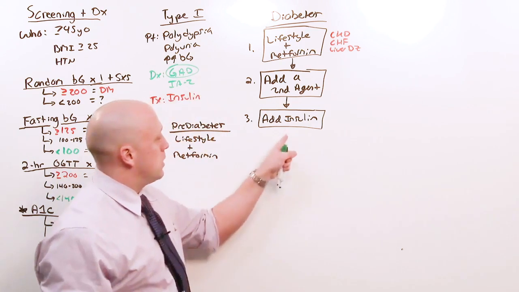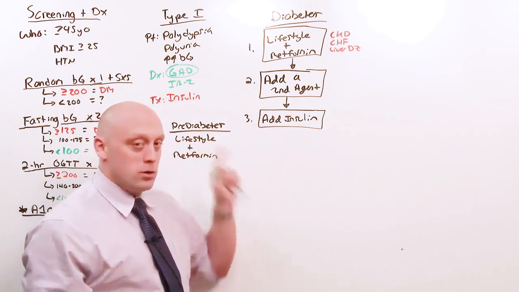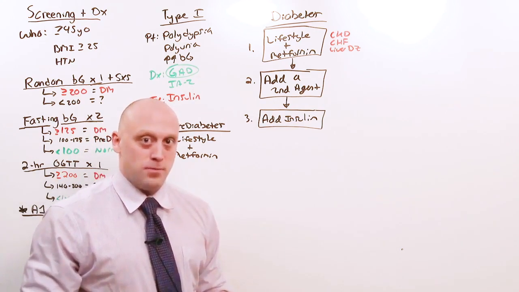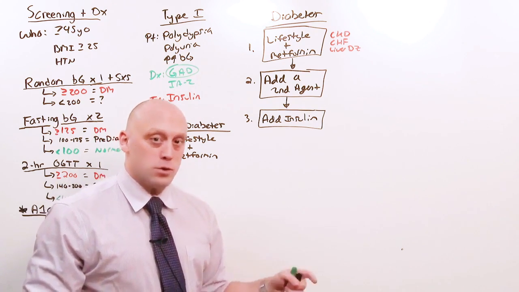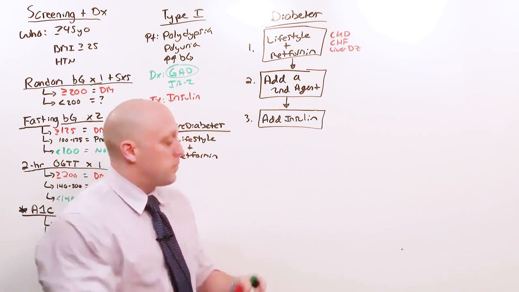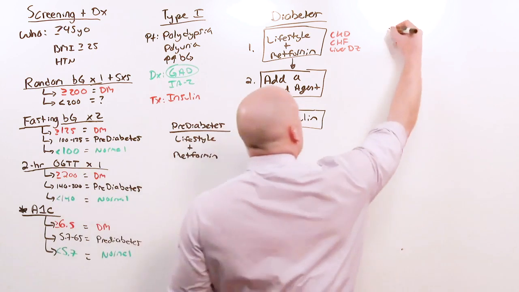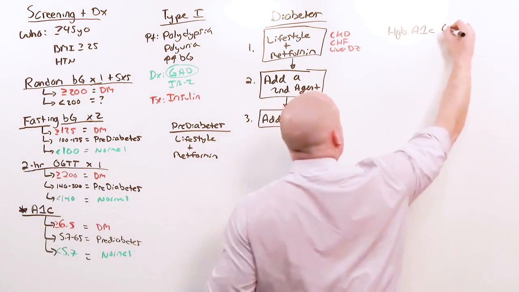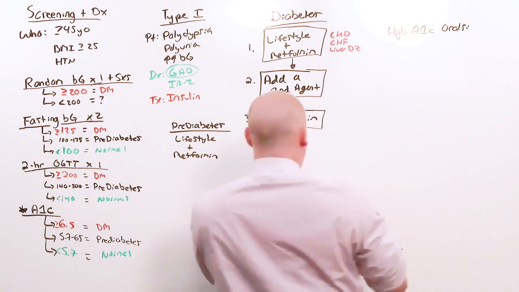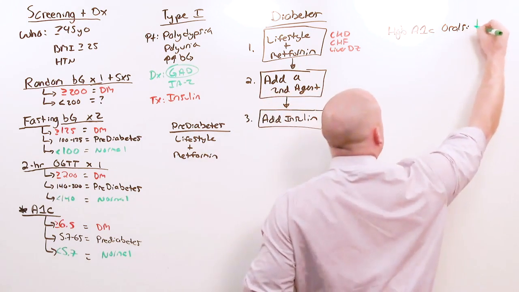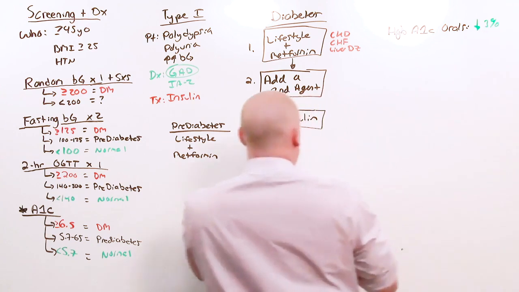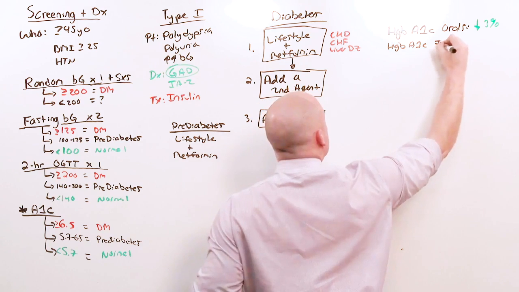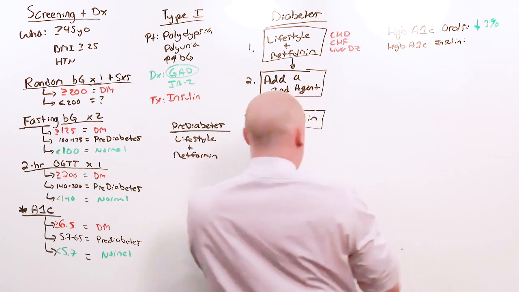And also notice that after 2 oral agents, failure to control the glucose means insulin. 3, 4, and 5 orals don't work. In fact, the hemoglobin A1C with oral medications will fall by about a maximum of 3%. And the hemoglobin A1C with insulins will fall about 7%.